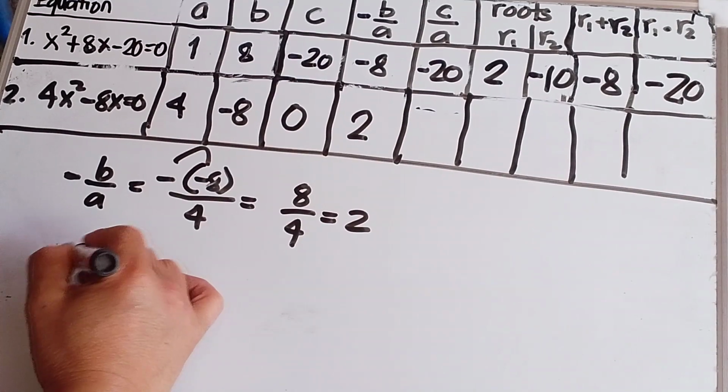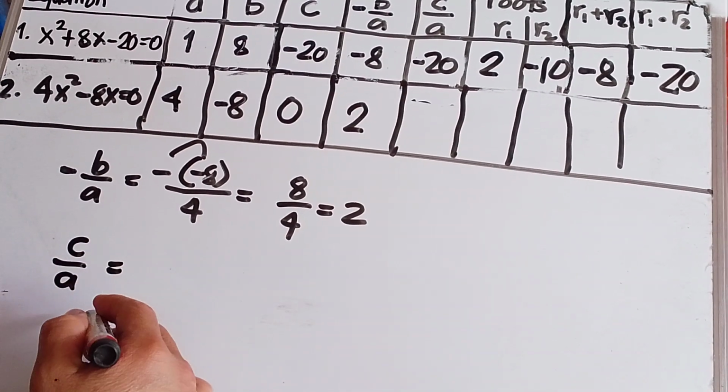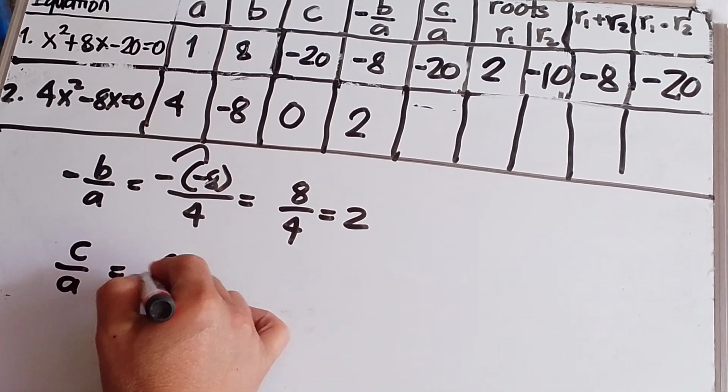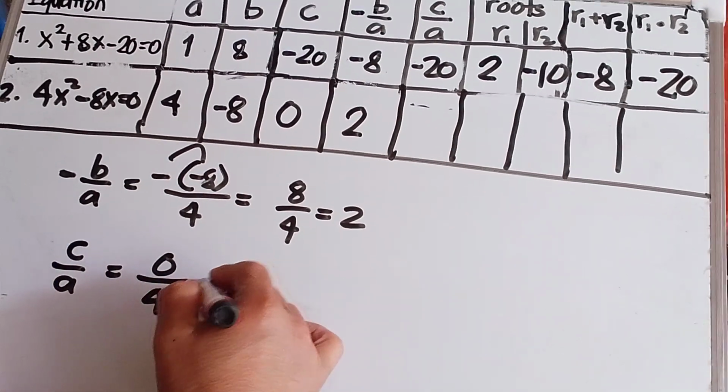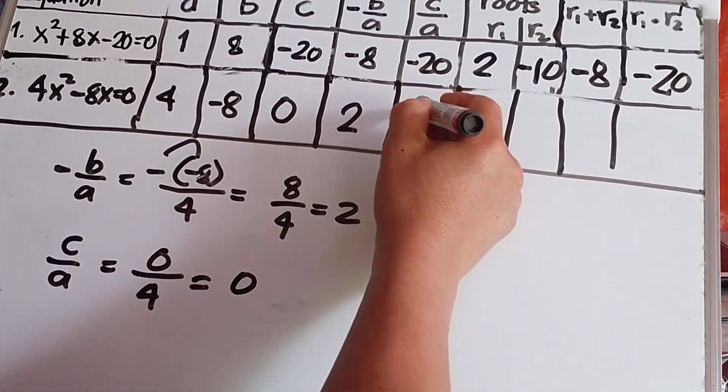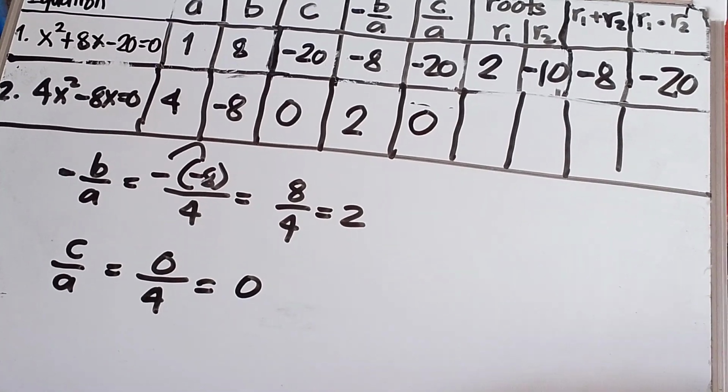Next, c over a. For number 2, c is 0. a is 4. 0 divided by 4 is 0. So this is 0.